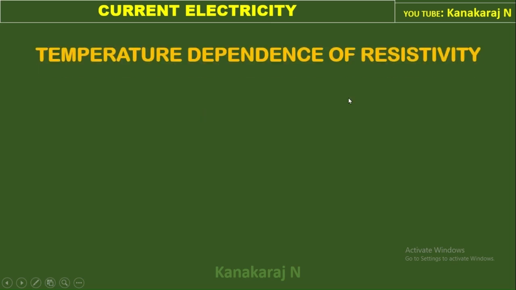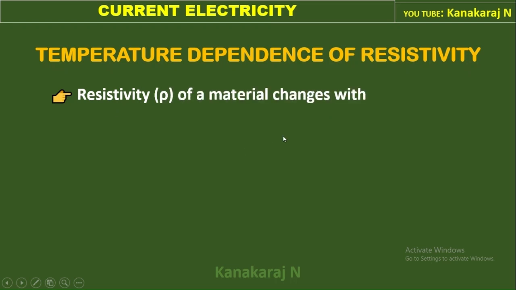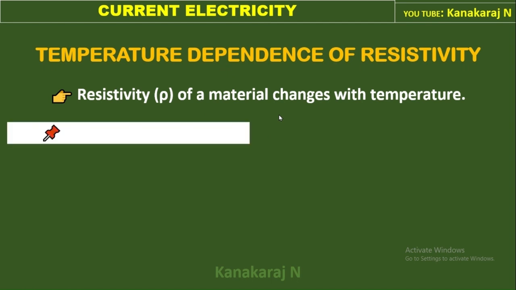Temperature dependence of resistance. Resistivity rho of a material changes with temperature. The resistivity of the material may increase or may decrease. It all depends upon the nature of the material. Let us work for conductors.